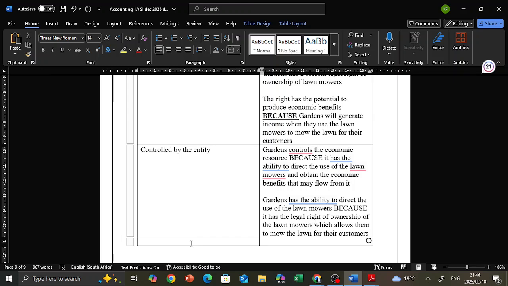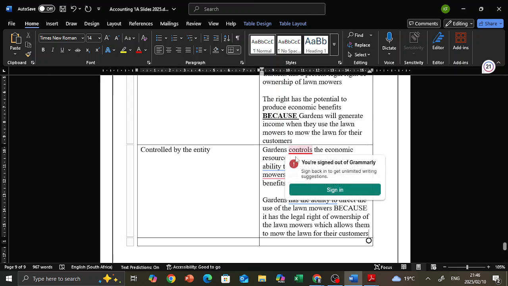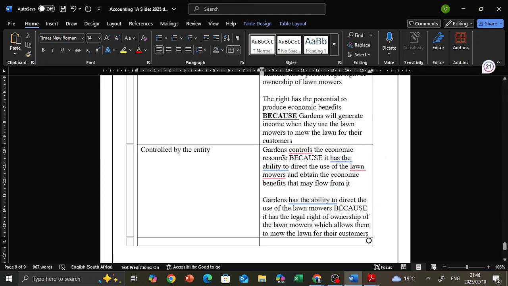Please repeat for the last time. I would love to. Controlled by the entity. First, we state Gardens controls the economic resource. Make sure you start like this. Why do they control it? Because they have the ability to direct the use of the lawn mowers and obtain economic benefits that flow from it. Why do they have this ability? Gardens has this ability to direct the use of the lawn mowers because it has the legal right of ownership of the lawn mowers, which allows them to mow the lawn for their customers.